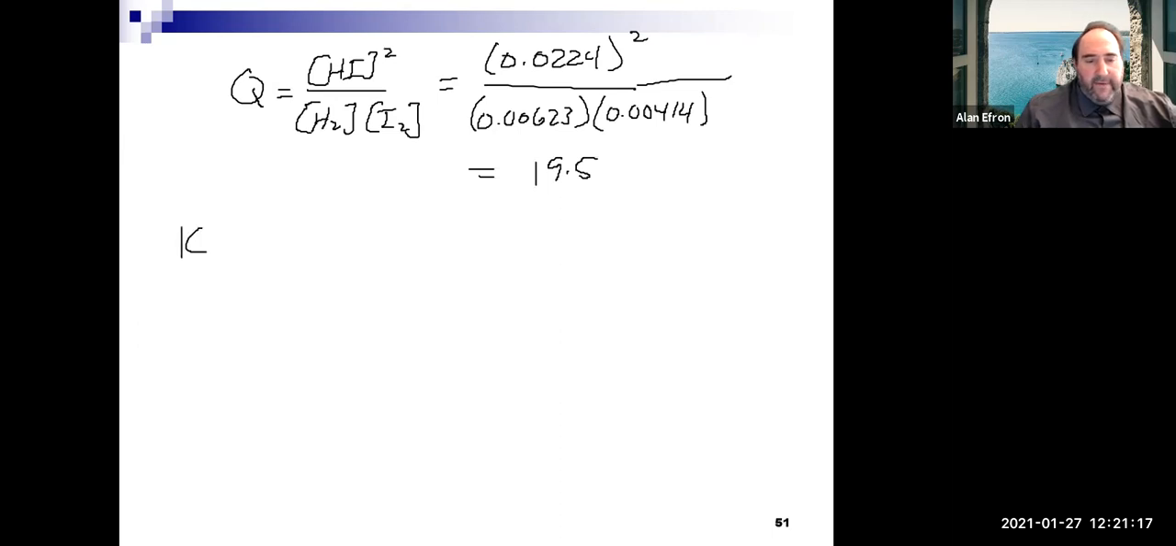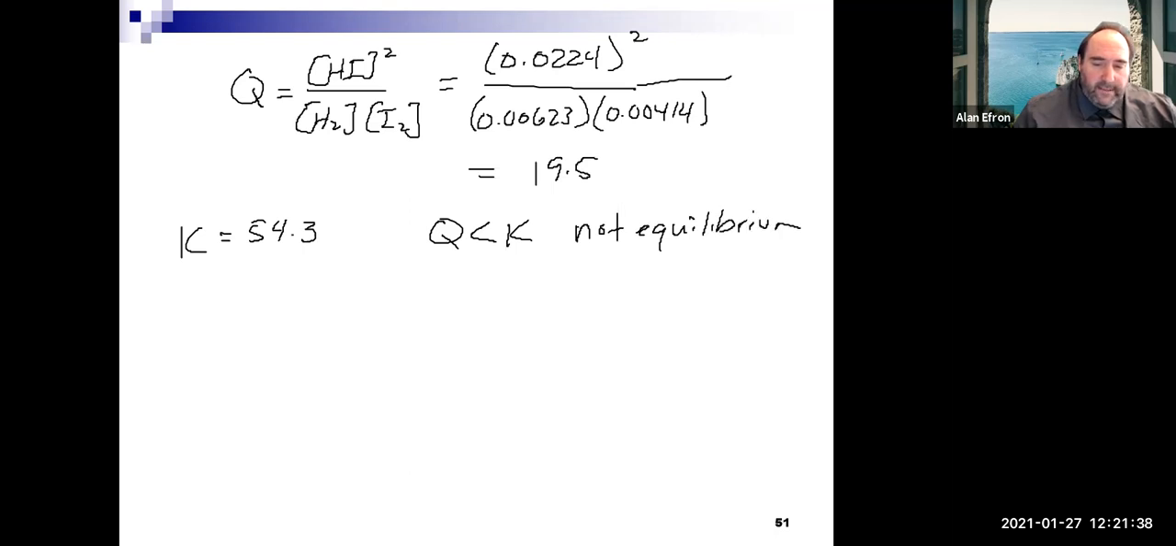Remember that our K value here was 54.3, I believe. So the K value is 54.3. That means in this case, Q is less than K. So as we talked about before, this is definitely not at equilibrium, which is probably not a tremendous surprise at this point. Otherwise, this wouldn't be much of a problem. But what it does tell us is that in order for it to reach equilibrium, it needs to go towards the product side, right?